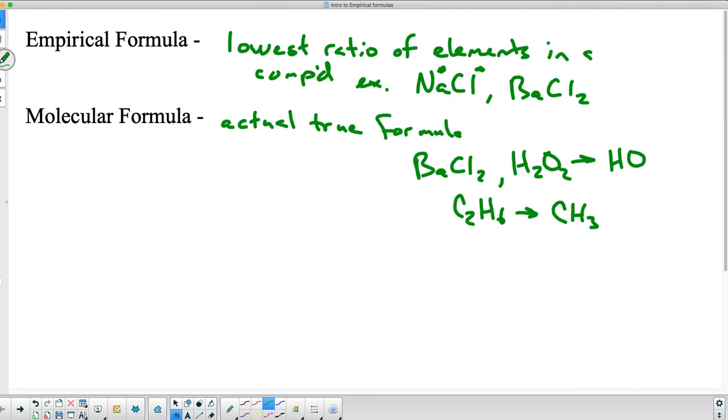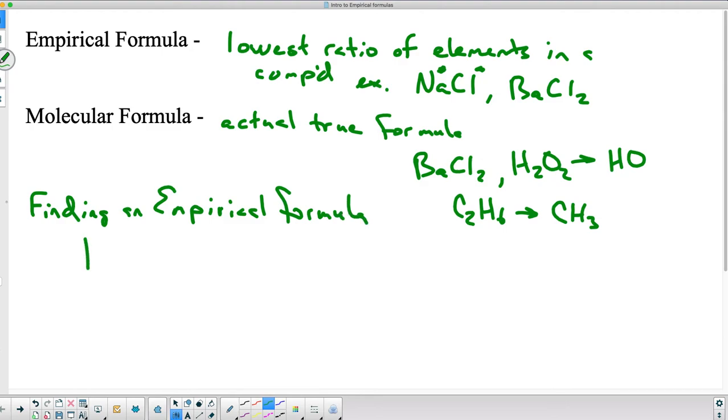So now that we have a very basic understanding of the difference between an empirical formula and a molecular formula, let's talk about how we get an empirical formula. And then in an example, I'll show you how to find the molecular formula also, which is just one step further. So for an empirical formula, we have 3 steps. So this is called finding an empirical formula. Okay. The first step is, now you're going to be given a problem that usually has percents.